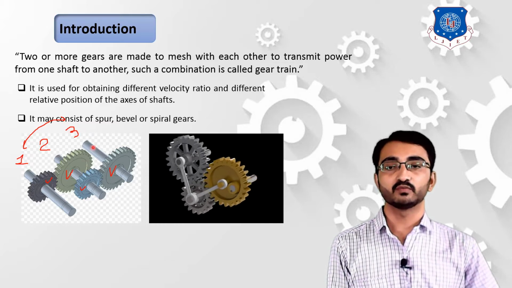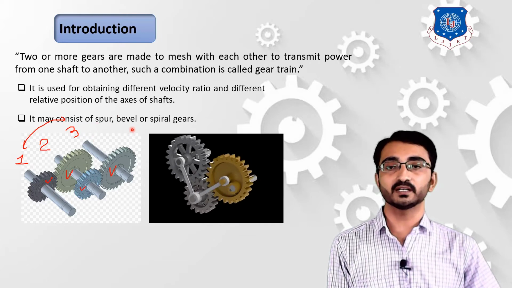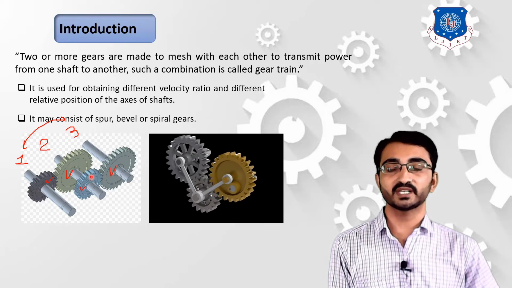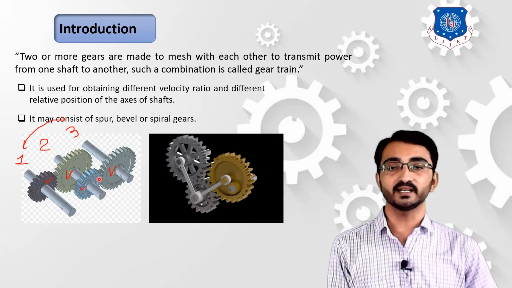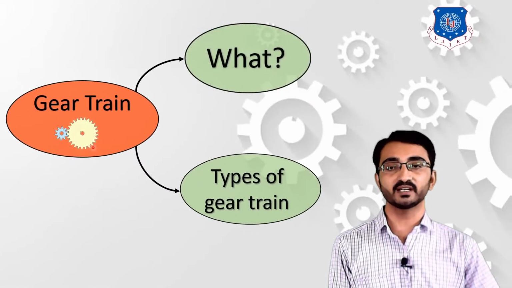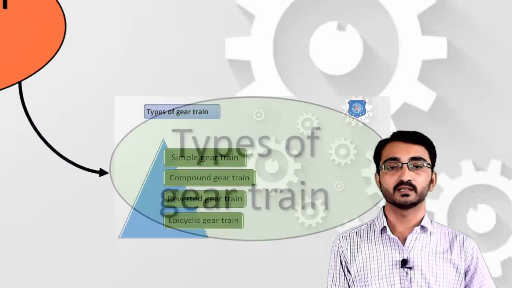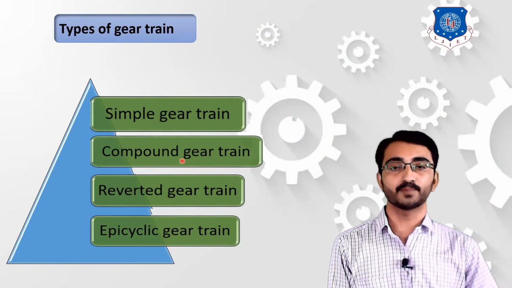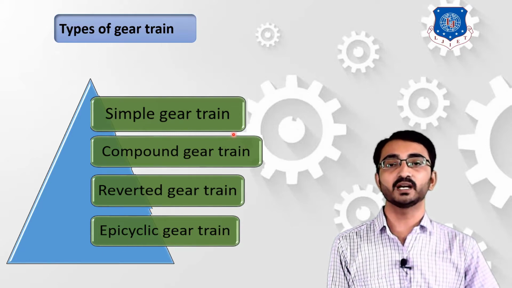Now we have to remember one thing also, that the type of gear may be spur gear, bevel gear or spiral gear. So in simple words, we can use any type of gear. A combination of two or more gears will be termed a gear train. Now after learning what a gear train is, let's understand the various types of gear trains. There are mainly 4 types of gear trains: simple gear train, compound gear train, reverted gear train and epicyclic gear train. We will learn all 4 types in our syllabus.